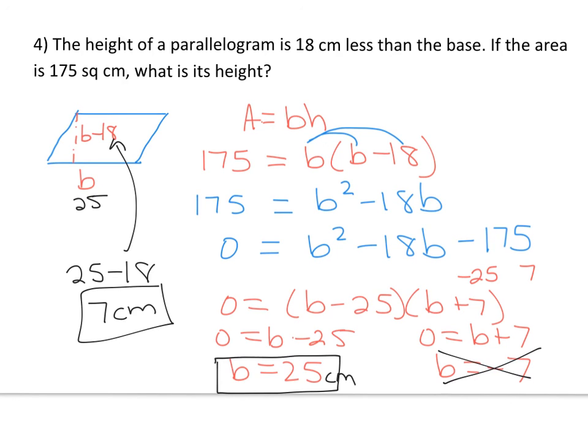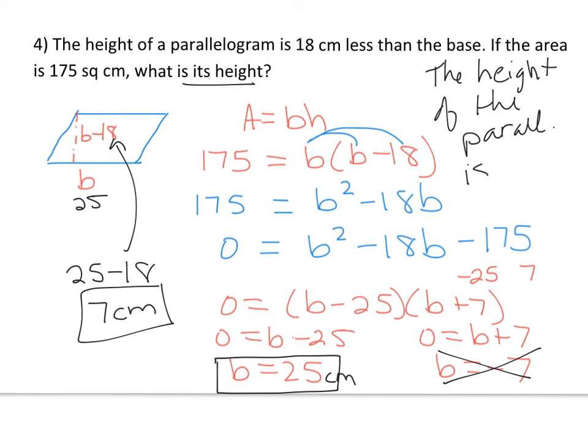Now you need to write a sentence on that. So in this case, since it was only asking for the height of the parallelogram, I'm just going to abbreviate that, is 7 centimeters. And that's what we're looking for here.